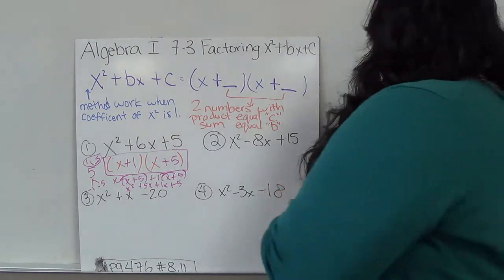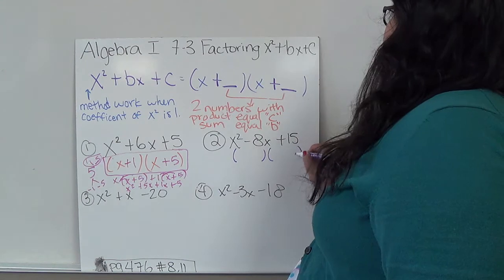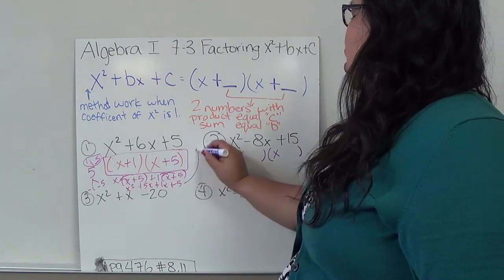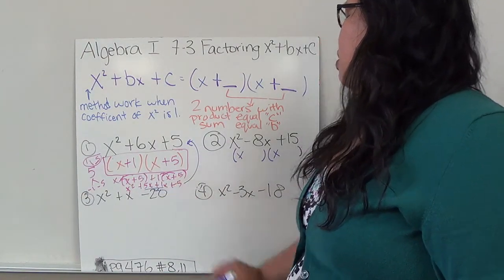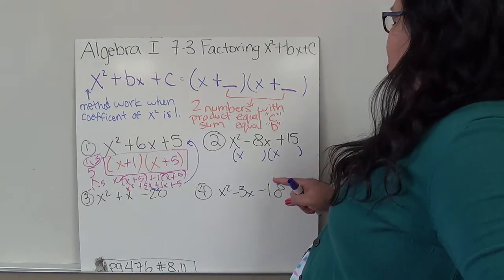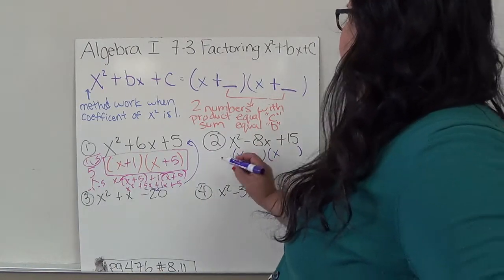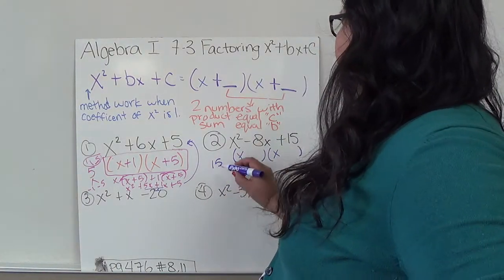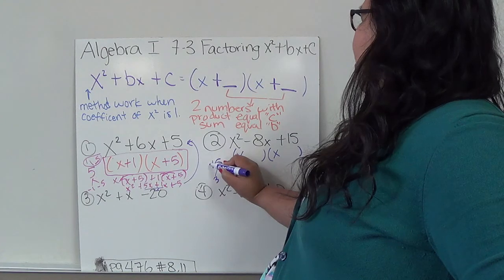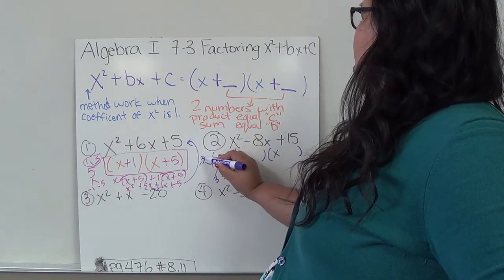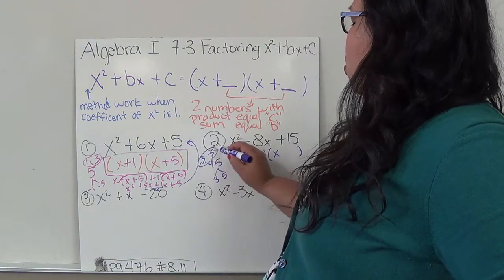So let's try the next one. I'm going to put two parentheses here, x and x. I'm looking for two numbers that when multiplied together get me 15, but when added together get me -8. So this is a little more tricky because we're looking for a negative number. So I know it's 1 and 15, but I also have 3 and 5 and -3 and -5. Because the positives give me a positive 8, I have to choose the negatives.